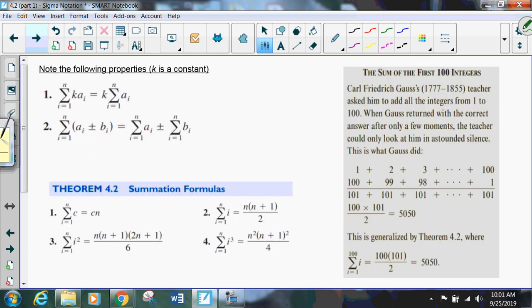All right, so now we've got some properties and some summation formulas that are important and we need to commit to memory. The first one makes sense, right? If k is a constant, then I can always pull that constant out of the summation and, whatever the summation is equal to, I just multiply it by the constant.